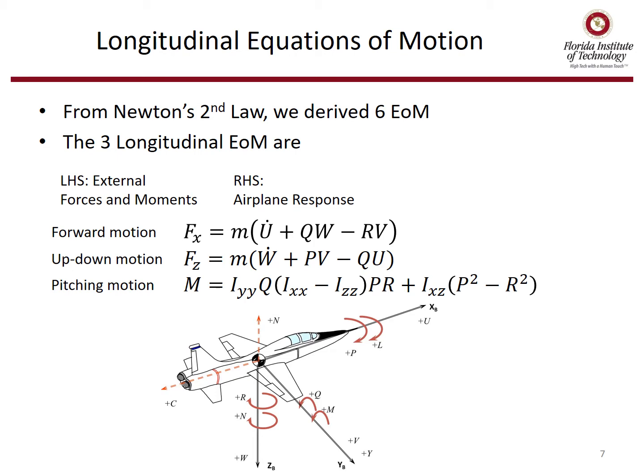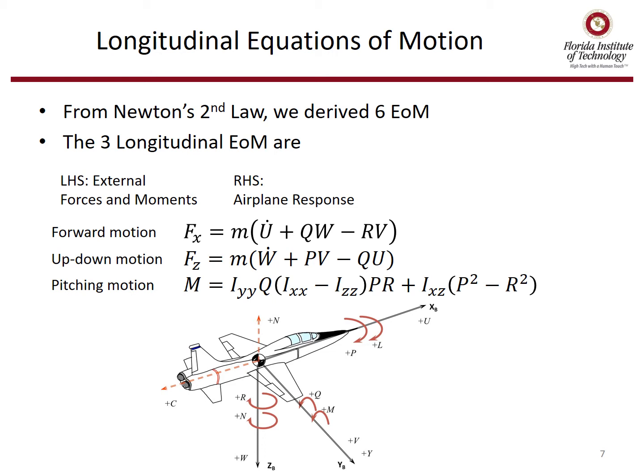We have pitch rate, roll rate, yaw rate. We have moments of inertia, products of inertia, mass. All these parameters were defined in our opening lecture. And that's all the airplane response on the right-hand sides of the equations. Let's now focus on the left-hand sides.